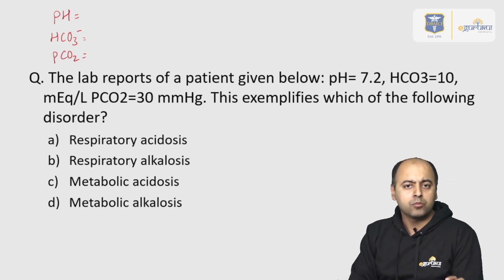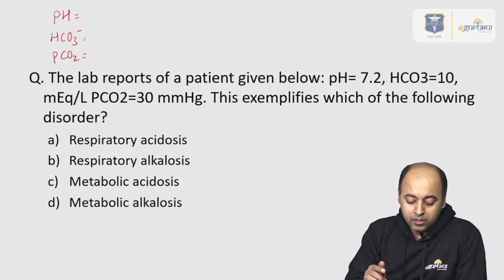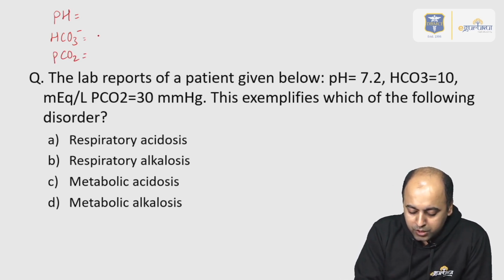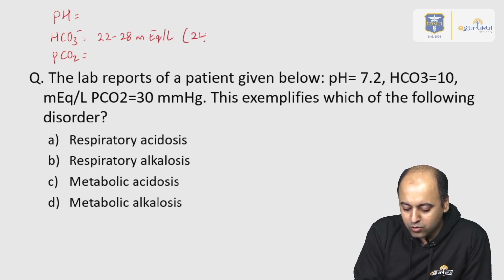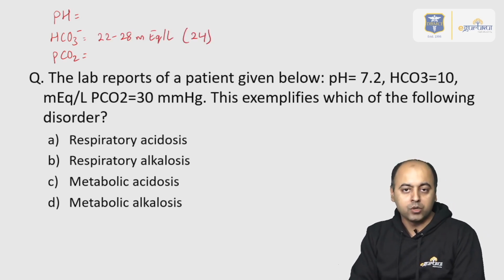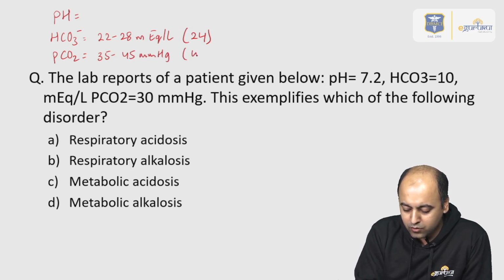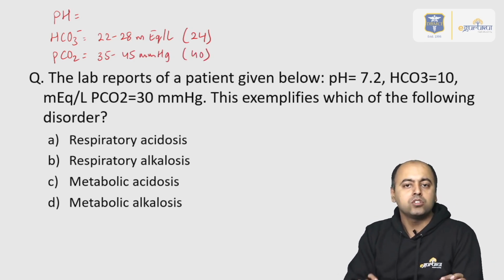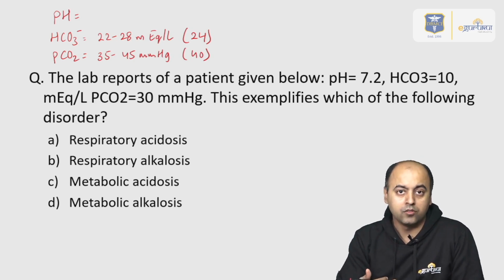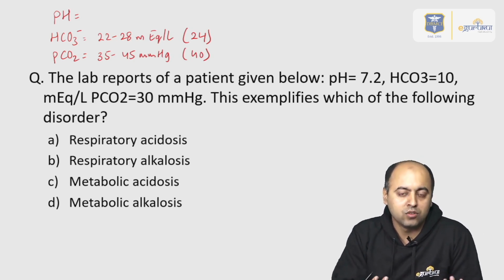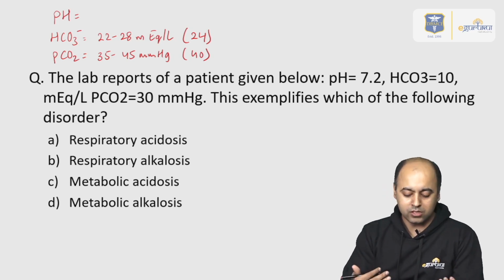Now here you should know the approximate normal values for them, and for bicarbonate it would be typically in the range of 22 to 28 milliequivalent per liter. For one value we can go with 24 milliequivalent per liter. Similarly, for PCO2, the range would be 35 to 45 millimeter of Hg, but if you want one value, we can go with 40 millimeter of Hg. This should be the normal value. If it is increased, obviously the value will be more than the given normal values, and accordingly it will be decreased.